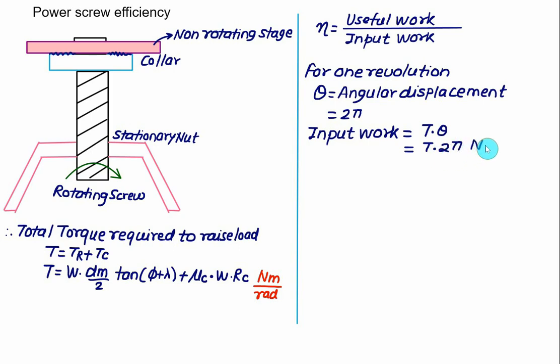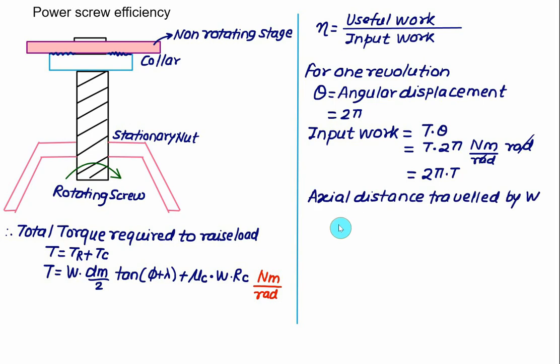This is Newton meter per radian, and the radian and radian cancel. We get a unit of Newton meter, that is equal to joules. So the input work is equal to 2 pi multiplied by T. Our calculation is based on one revolution, and in one revolution, the load will travel along the axis a distance equal to the lead. So the actual distance traveled by the load W is equal to the lead, which is our displacement. In that case, we can calculate the useful work. Work is defined as force multiplied by displacement, so W multiplied by lead L.